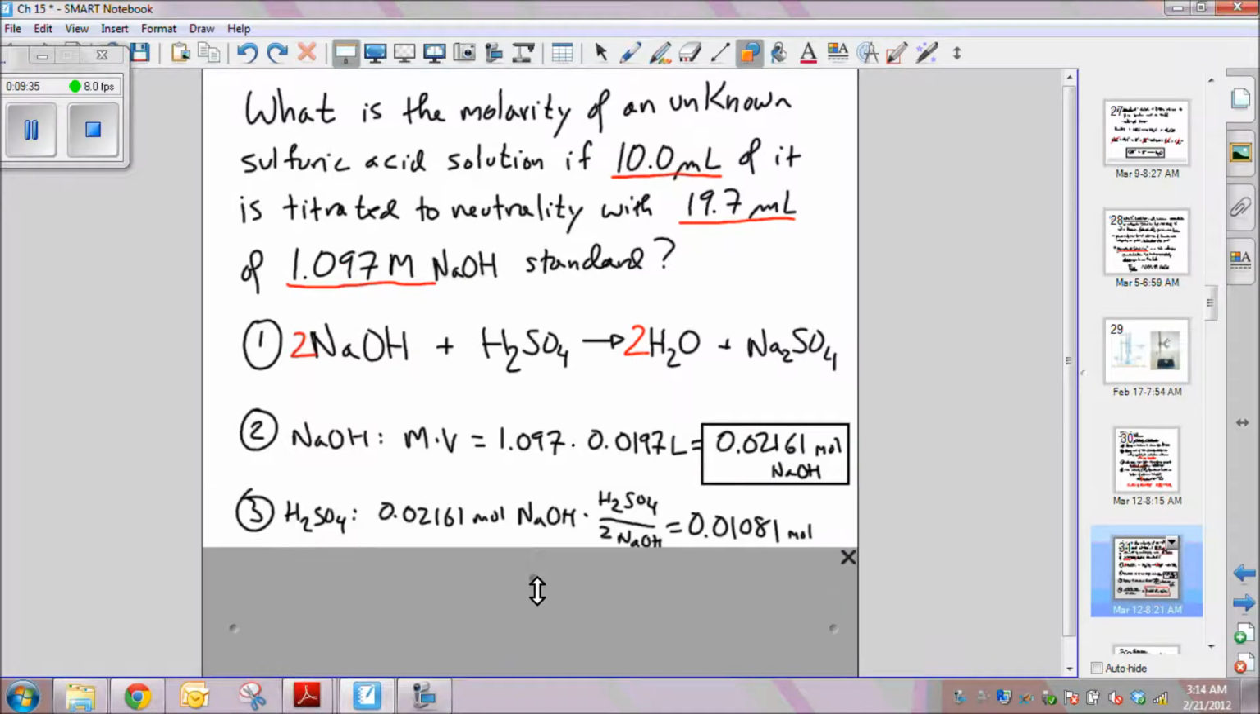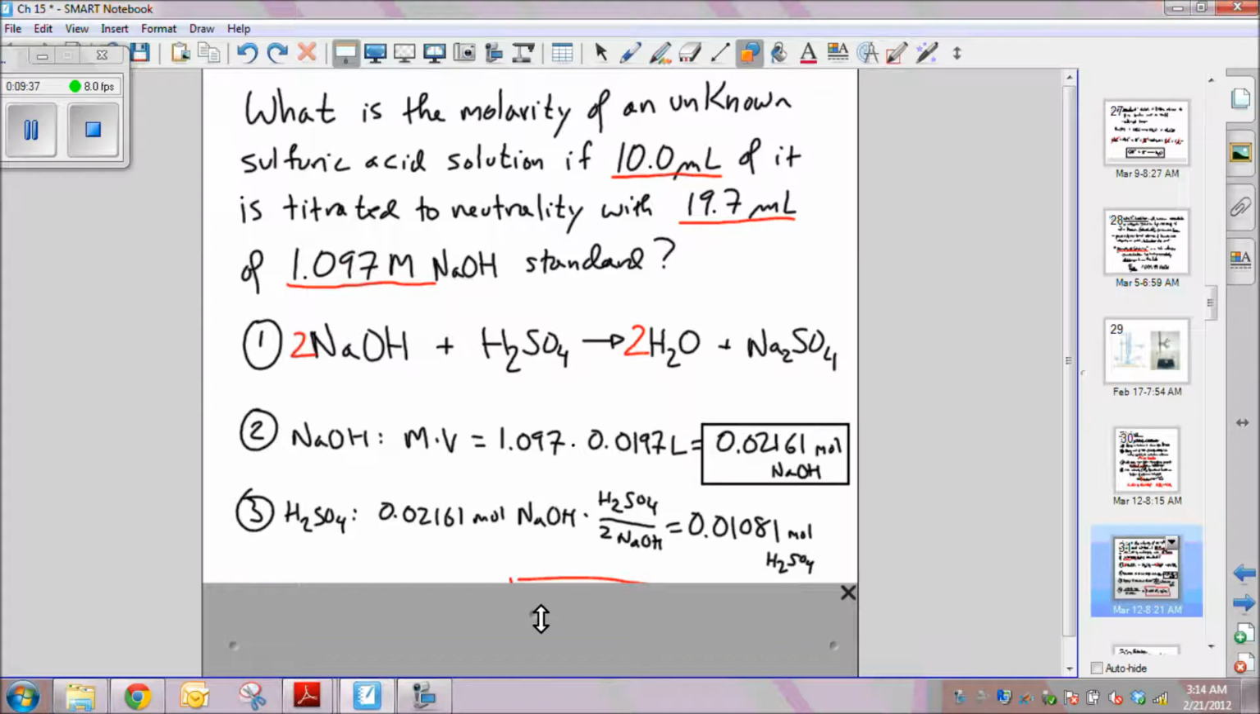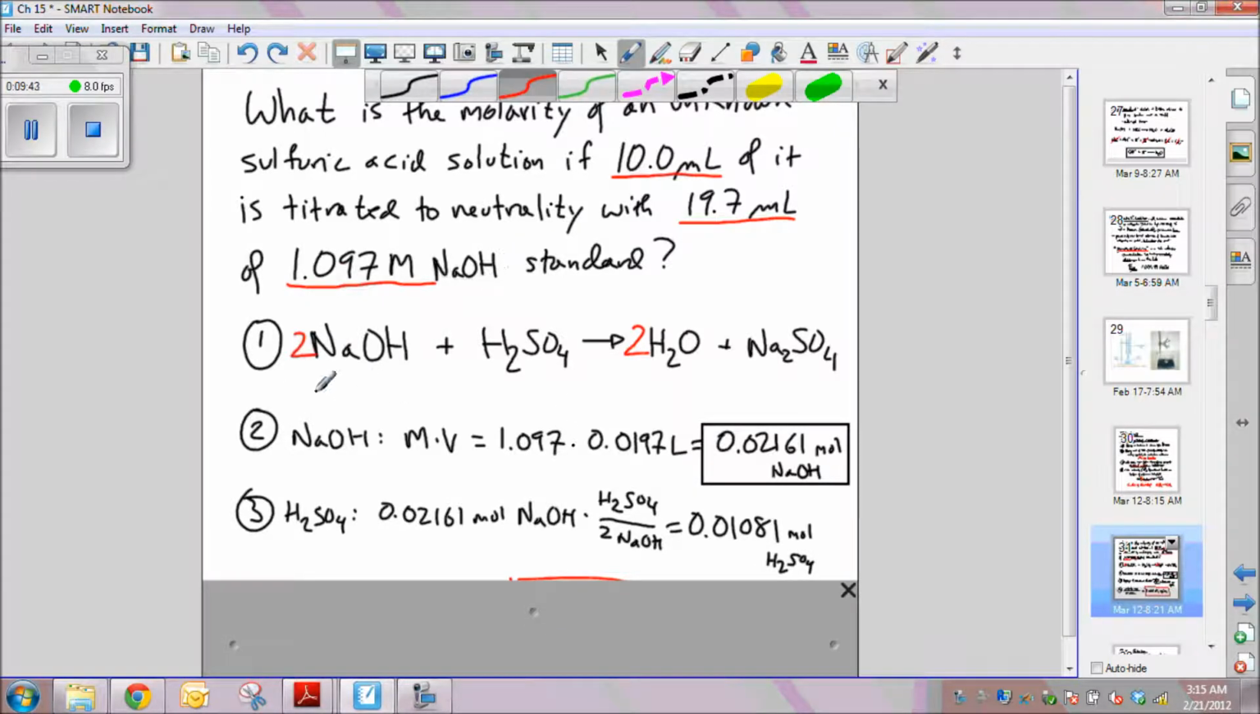Okay, the next step is to do the conversion, the stoichiometric conversion from our balanced chemical equation. Now remember, we have a 2-to-1 relationship here.